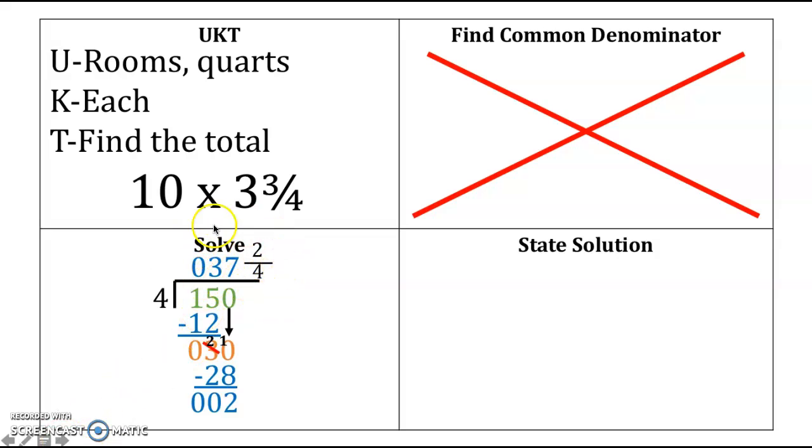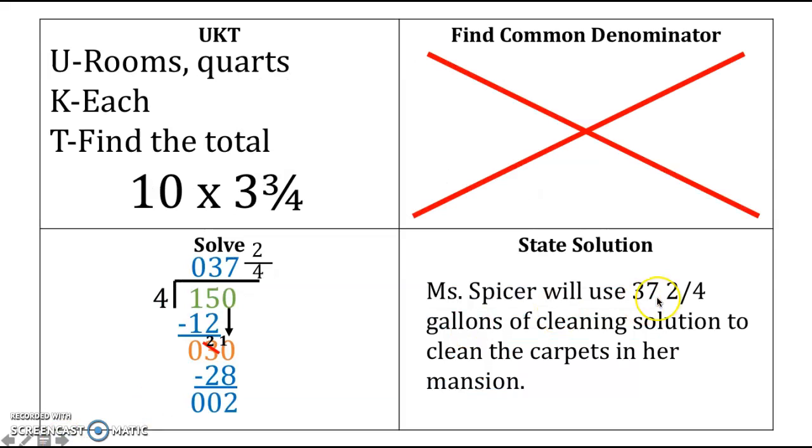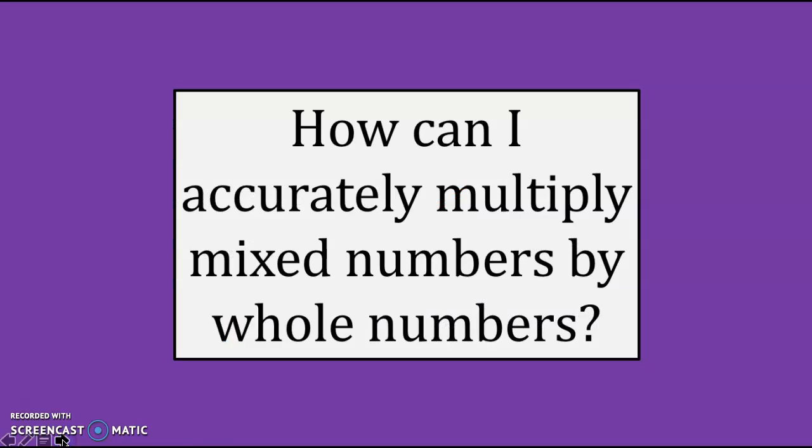So after I find my quotient, which is my mixed number, I need to go back to the problem because I forgot what we were even answering. Now, if you don't remember what you're answering, you always look to the last section of the word problem to figure out what you're answering. And it says, how many gallons of cleaning solution will she use? Now, the unit associated with the cleaning solution is quarts of cleaning solution. So I know Miss Spicer will use 37 2/4 quarts of cleaning solution to clean the carpets in her mansion.